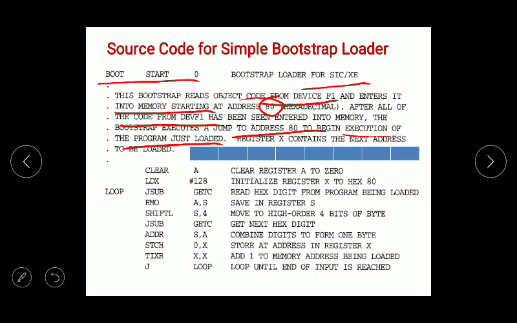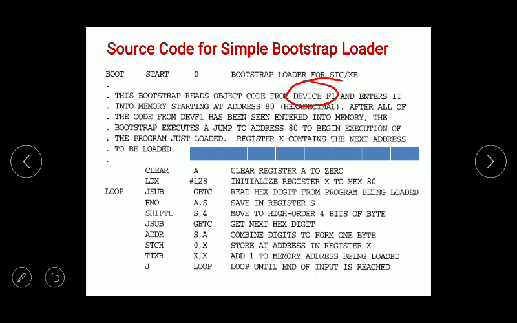So here we use register X to hold the next address to be loaded. Understood the program concept? Bootstrap Loader reads the object code from device F1, enters it into the memory, and jumps to the starting address 80 for execution.